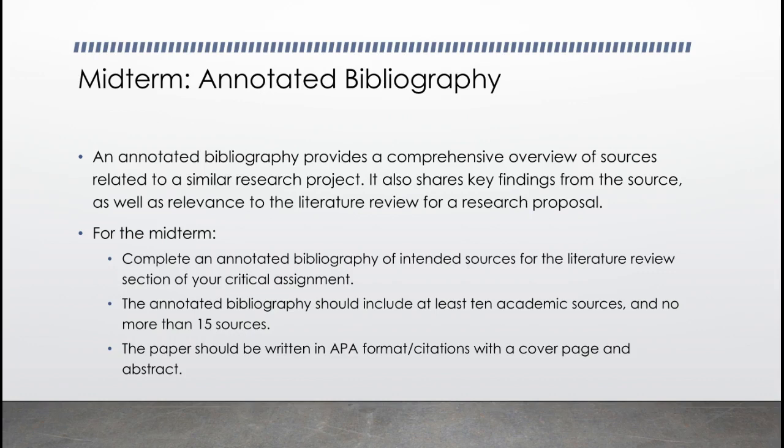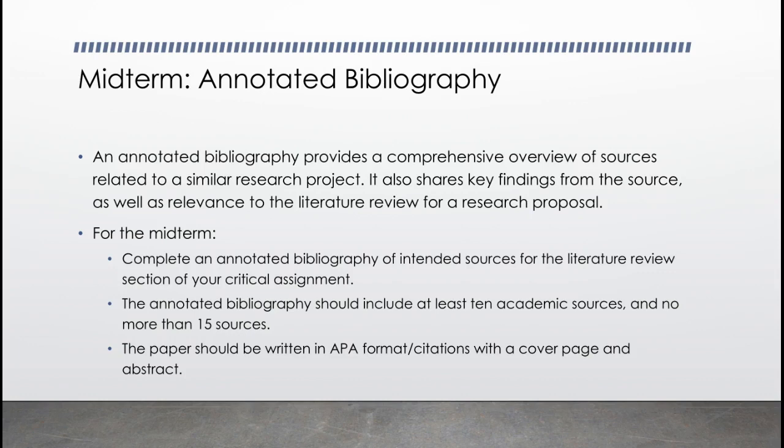Essentially, the annotated bibliography is sharing key findings from the source as well as relevance to the literature for a research proposal. For this midterm, you are going to create an annotated bibliography that includes at least 10 academic sources and no more than 15 sources. So if you think back to week 3, you created a source list that was comprised of 20 sources. Look back to that assignment and see what feedback you received from me related to that. And if you have at least 10 of those that were approved, then you have your sources right there to utilize for your annotated bibliography.